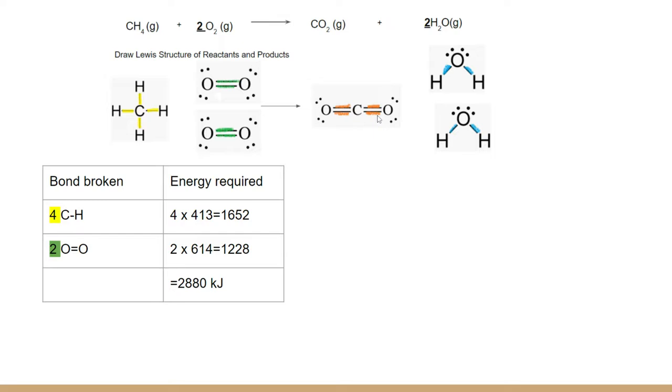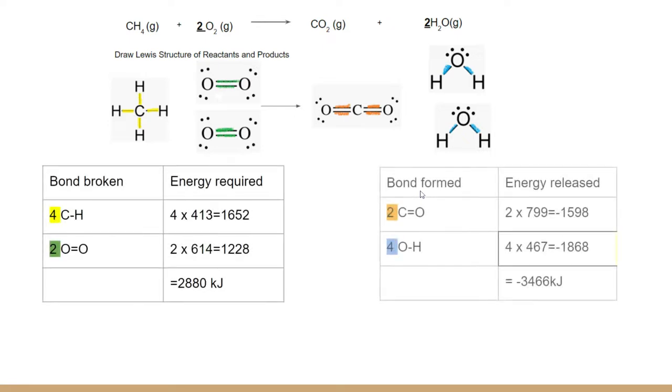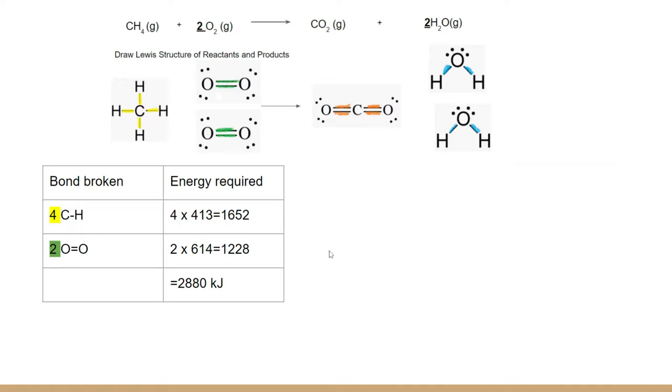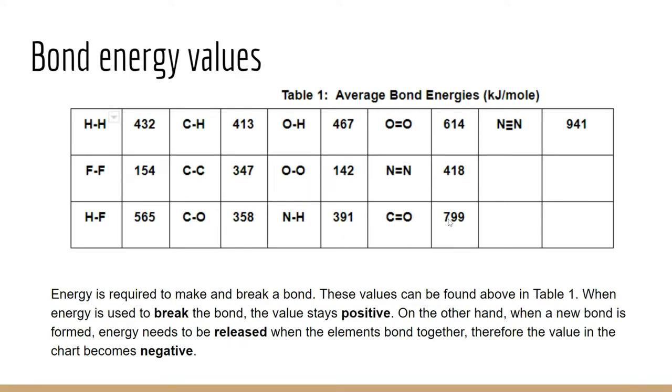On the product side, I have C double bond O, and then I have O-H bonds. How many C double bond O do I have? I have 2 of them. How many O-H do I have? I have 4 of them. So that's how I fill the table. Again, the 799 comes from this table right here. And O-H is, where is it? Here, 467.